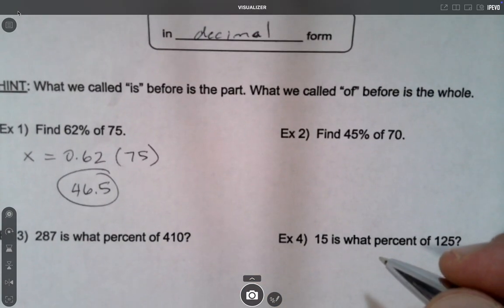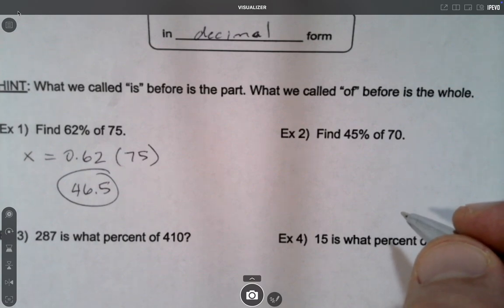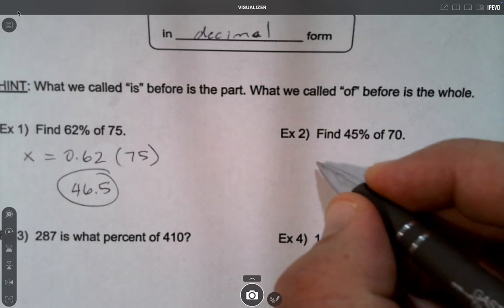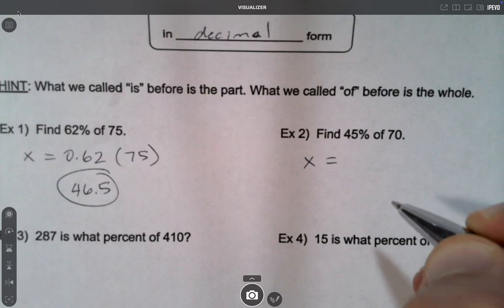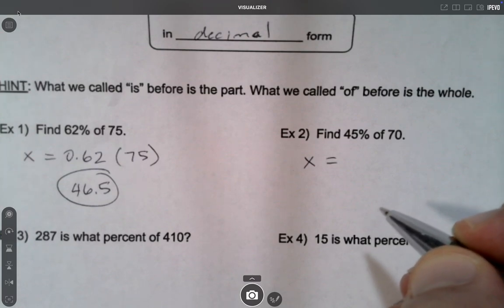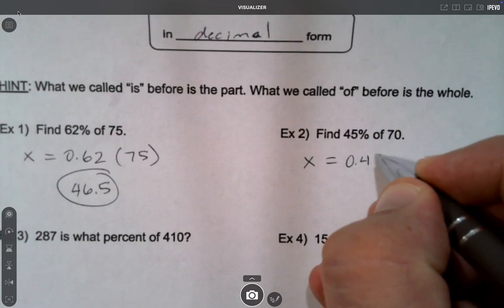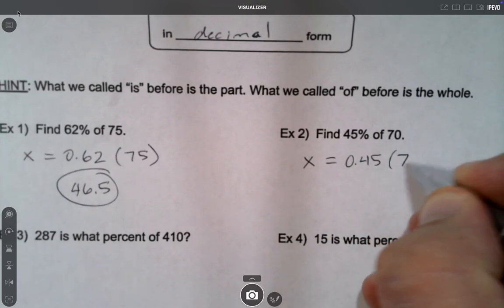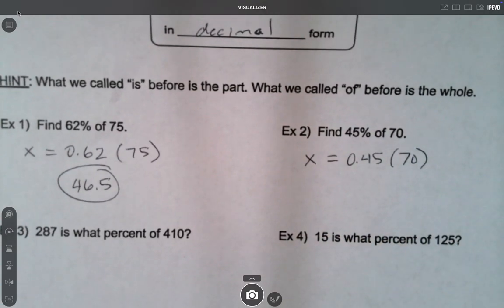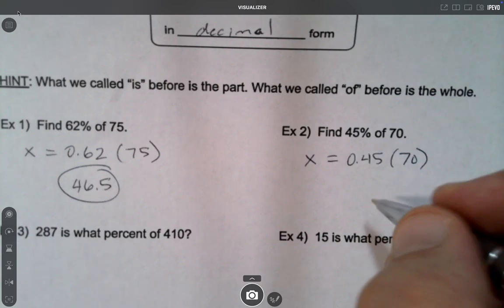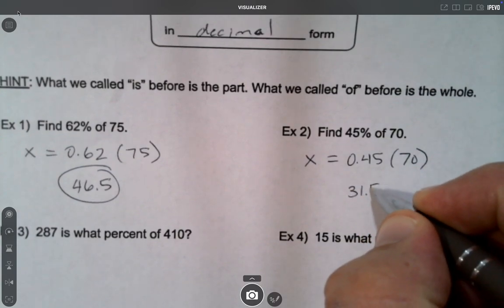Okay. Find 45% of 70. So remember, of goes with the whole, so it's a similar format to the one we did before. So 0.45 of 70, so 45% of 70. We multiply those two together, we get 31.5.